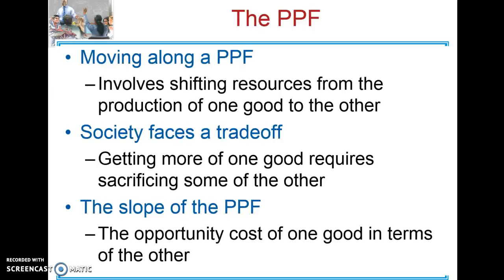Moving along a PPF involves shifting resources from the production of one good to another good. Society faces a trade-off. So if you want to get more of one good, you're going to have to sacrifice some of the other good because you only have so many resources. The slope of the PPF represents the opportunity cost of one good in terms of the other good.